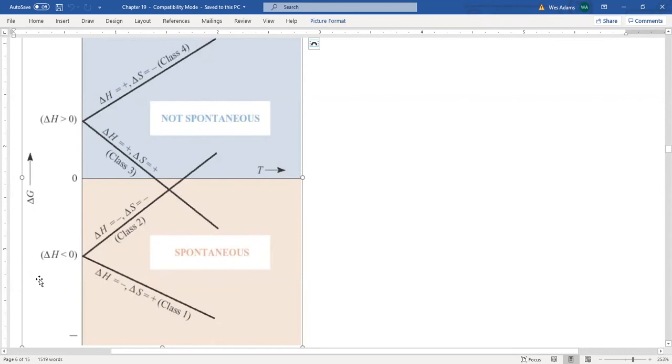If the H is negative, which means it's favorable, and the S is also positive, meaning two favorable conditions, it'll always be spontaneous no matter the conditions. However, if the S is negative, a non-favorable condition, you'll eventually reach a high enough temperature where it is non-spontaneous.